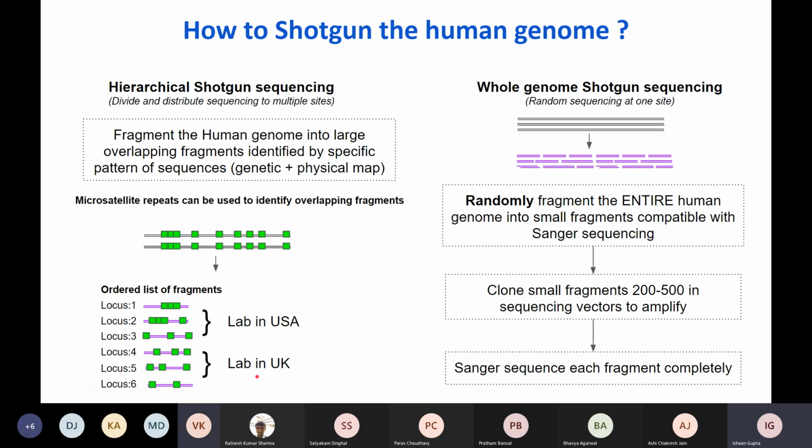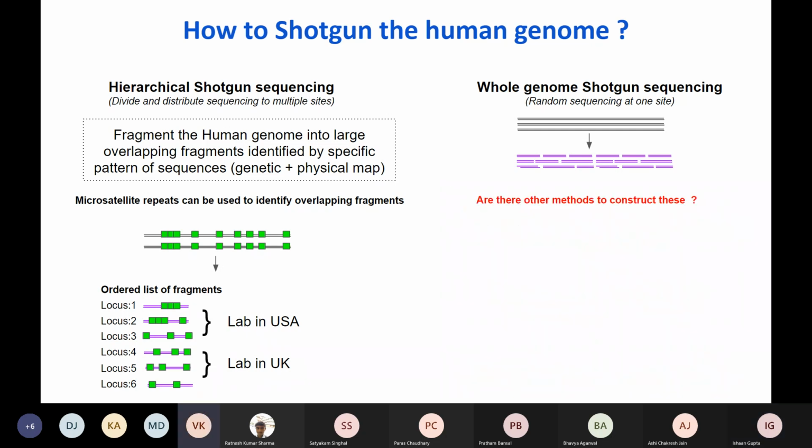Right. So I have a question. Like you mentioned, in whole genome shotgun sequencing, they make fragments of like 200 to 500 base pairs and clone those fragments into sequencing vectors, right? Yes. So you'll have probably millions of fragments. Yeah. So do they make millions of clones?